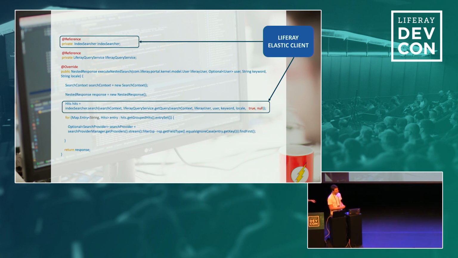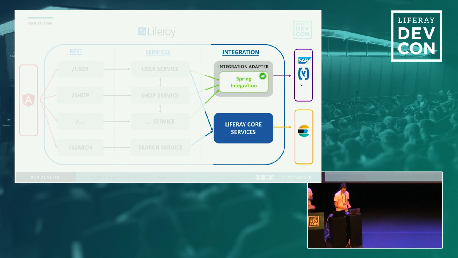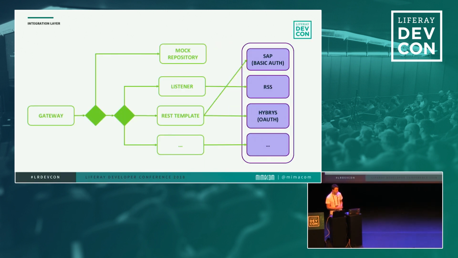Going back to the architecture, starting with the last part, this is the integration layer, where we retrieve all the data. We are specifically talking about the integration adapter, where we have Spring Integration. The first thing is to explain why we want Spring Integration. This is not part of Liferay, but we want the flexibility that Spring Integration provides to us.